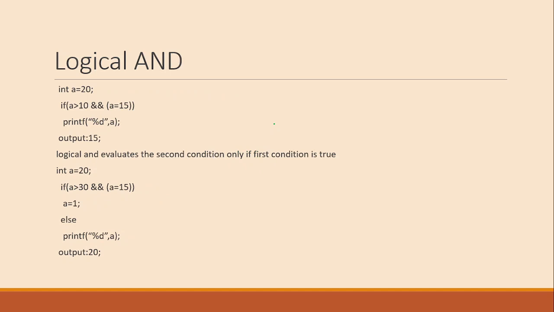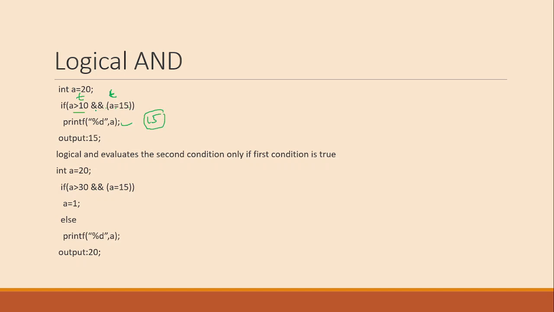Now logical AND. What is meant by logical AND? If both the conditions are true, then only it will become true. So now a is greater than 10, a is 20, so obviously this is true, and a is equal to 50, now this is also true. Now a takes a value of 15, so both conditions are true. Now when I print a, the answer will be 15.